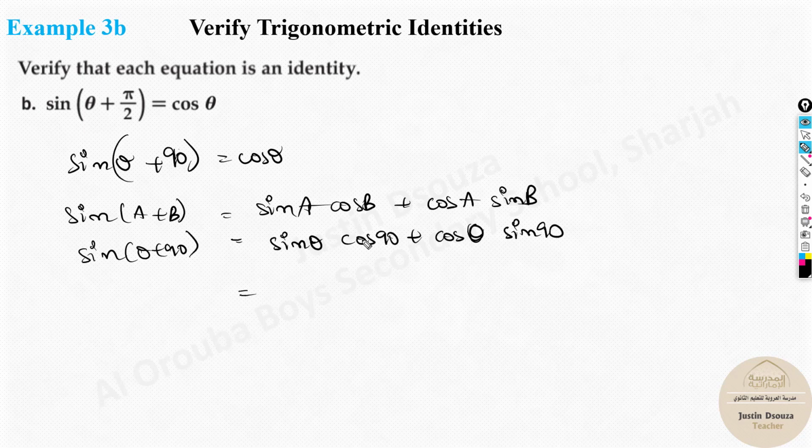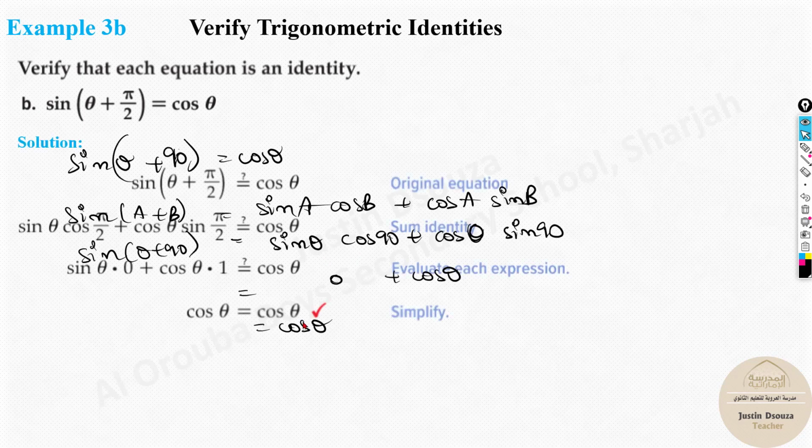Now let's solve this up. We know cos 90 is equal to 0, so this goes off. Sine 90 is 1, so you will remain with cos theta only. And that is what we had to prove. Yes, it is correct, cos theta. This is how we prove it.